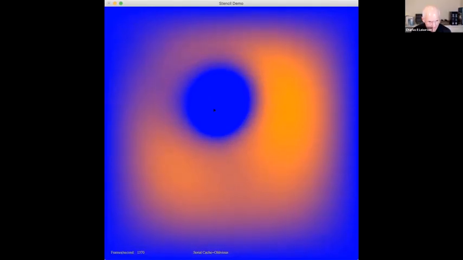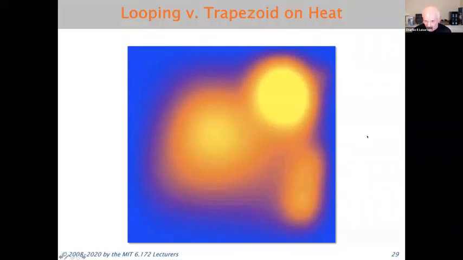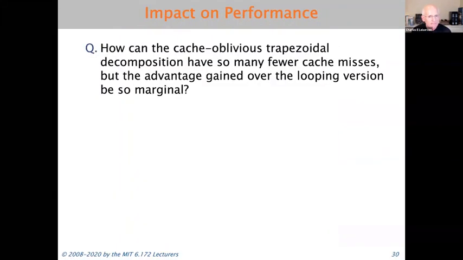Sorry. Okay, so let's go back to PowerPoint. So how can the cache-oblivious trapezoid decomposition have so many fewer cache misses, but the advantage gained over the looping version is so marginal?